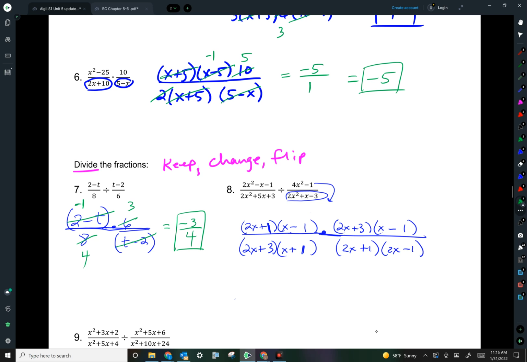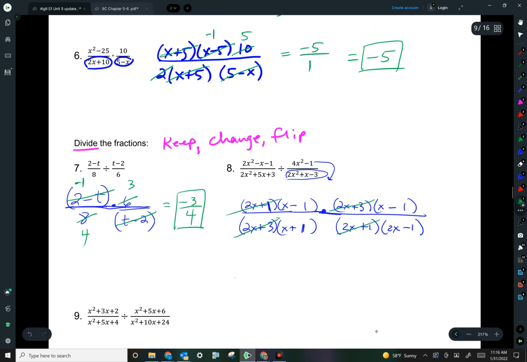And so now I can cancel 2x plus 1 with 2x plus 1. It looks like 2x plus 3 with 2x plus 3. Now notice I can't cancel the x minus 1 and the x plus 1. Don't think that's the shortcut. Can't cancel a minus with a plus. So there's nothing left I can cancel.